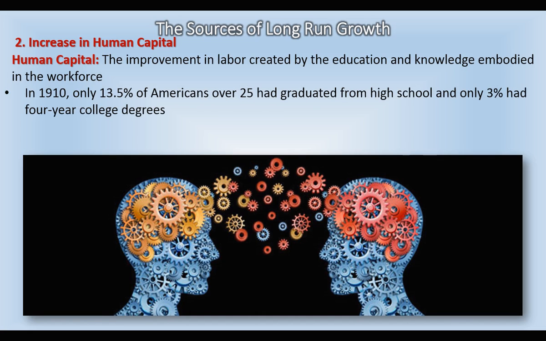In 1910, only 13.5% of Americans over 25 had graduated from high school, and only 3% had four-year college degrees. By 2010, the percentages were 87% and 30% respectively. Still not a lot of folks with college degrees, but definitely a major improvement. Nonetheless, it is very clear that the amount of human capital in our population has increased dramatically as a percentage of the overall population, which again is a severe catalyst for increased productivity, which then leads to increased growth.